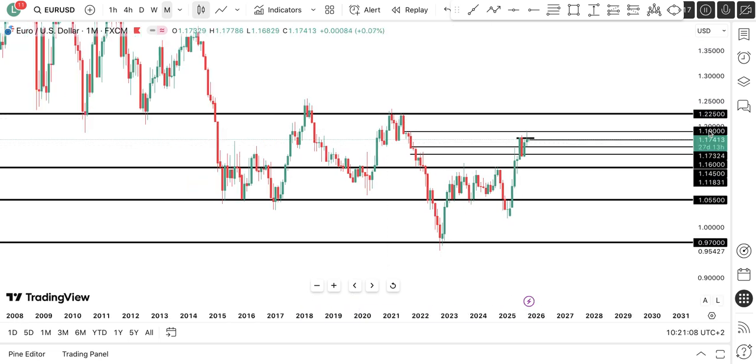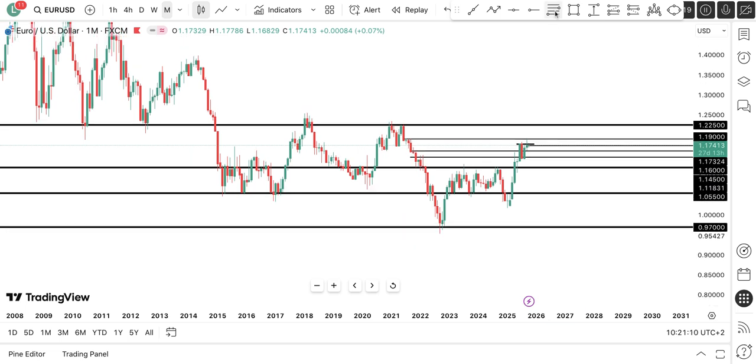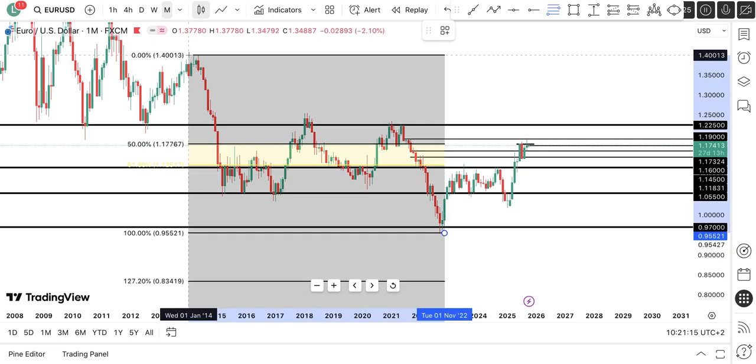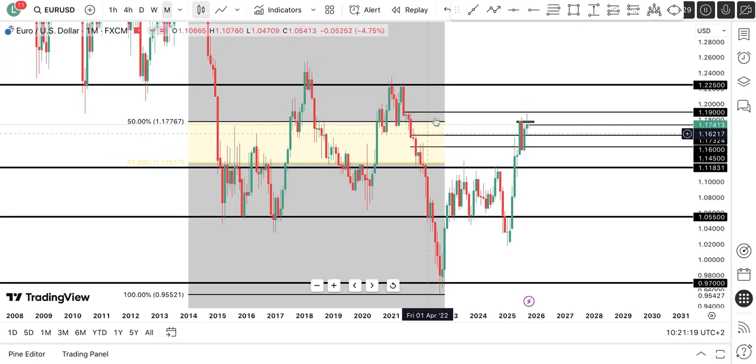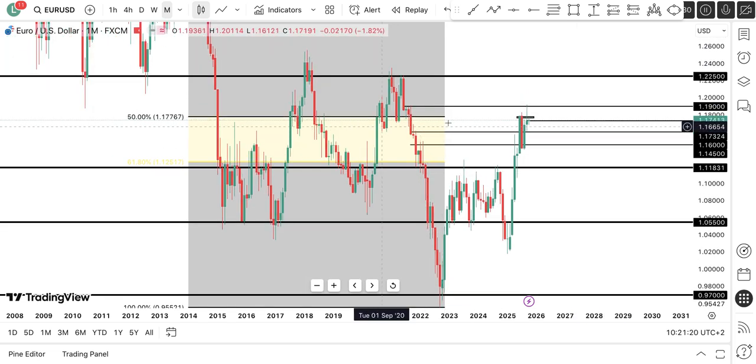So how would we use our Fibonacci in this case? From swing low right here to swing high right there. And you will notice that we are currently rejecting the 50%. This is the golden zone. We are currently rejecting the 50%, not just the 50%, we are currently rejecting price itself, which is also a turning point in the market.